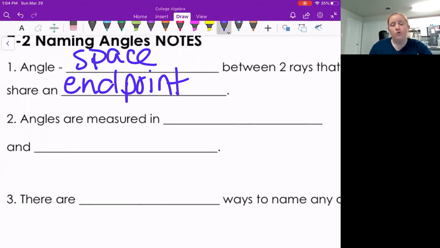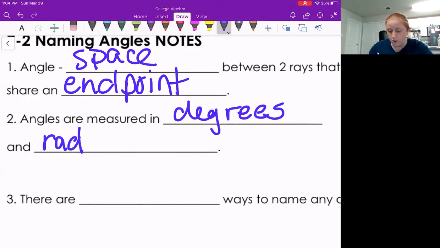All right. Now, angles are going to be measured in two different ways. They can be measured in degrees, which you are familiar with from geometry. They're also going to be measured in what's called radians. And we'll take a look more at how you measure an angle in radians later on in this chapter.